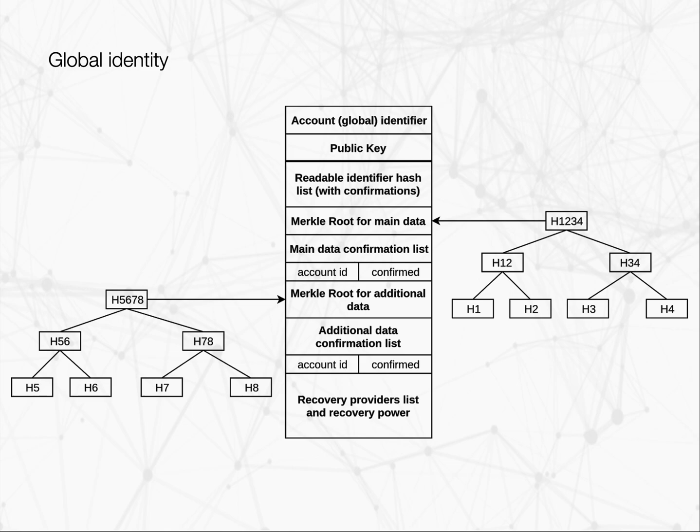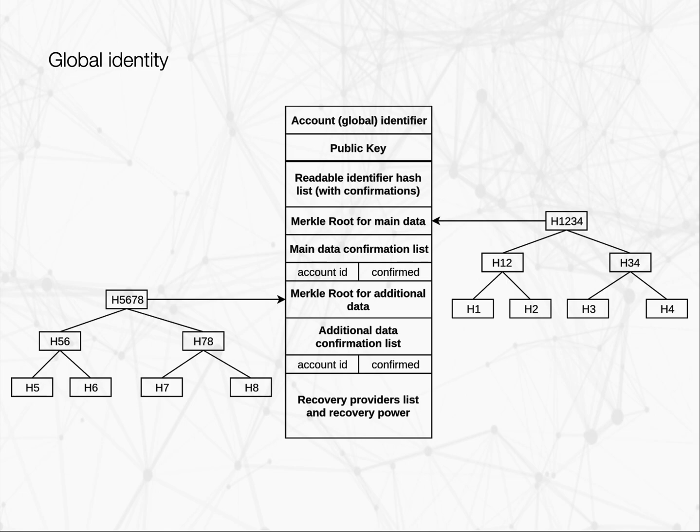Okay, the next one, Merkle root for main data, is a root value from the user's main set of personal data. It's assumed that the values included in this set will not be updated frequently, and therefore they will remain confirmed even if other account fields are changed. Okay, the next one is a main data confirmation list. It consists of a set of records consisting of the identifier of the provider and information about the set of main data they have verified.